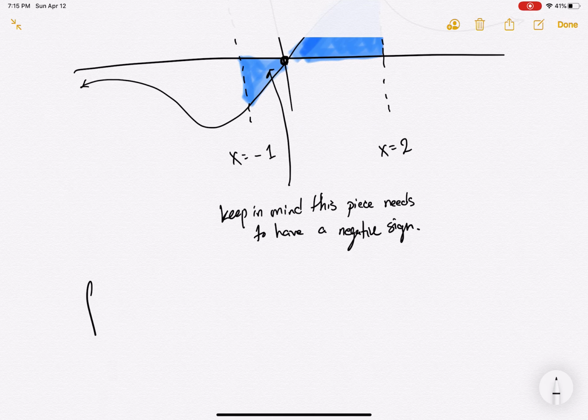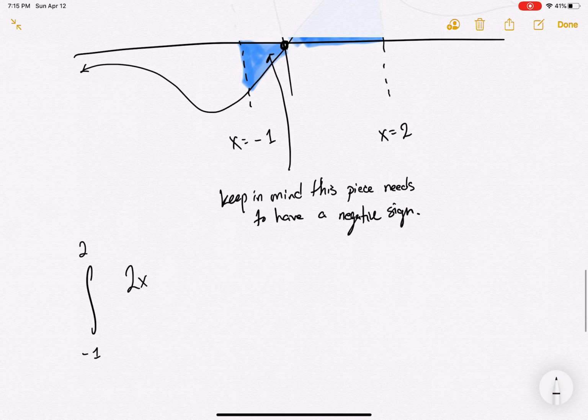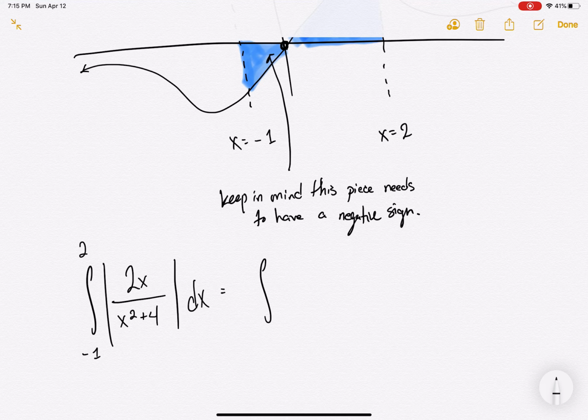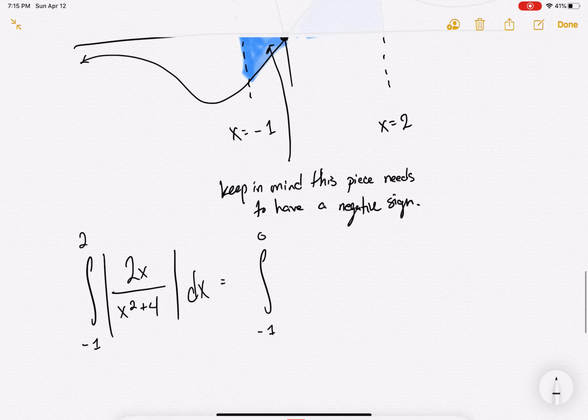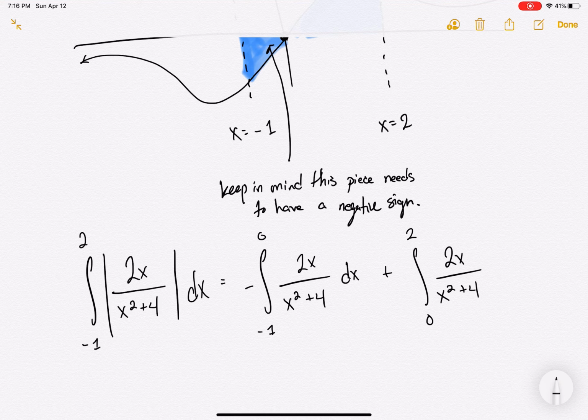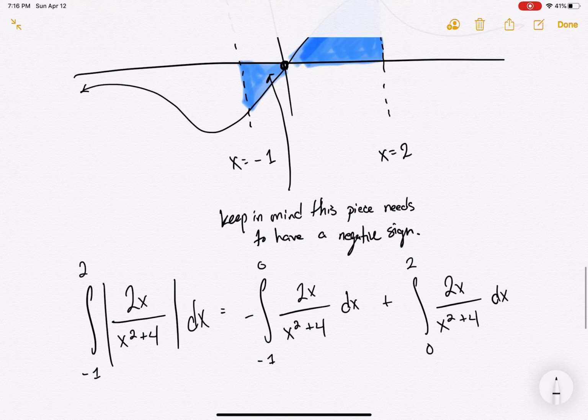So you'd either write it as the integral from negative 1 to 2 of 2x over x squared plus 4, with absolute value signs, like I did yesterday, or we can split it up: negative 1 to 0, because that's where it changes from negative to positive, of 2x over x squared plus 4, and this piece has a negative sign, plus 0 to 2 of 2x over x squared plus 4 dx.